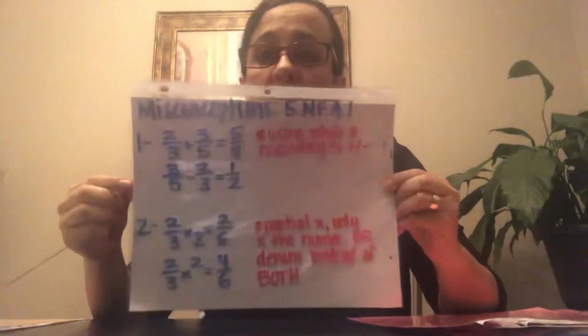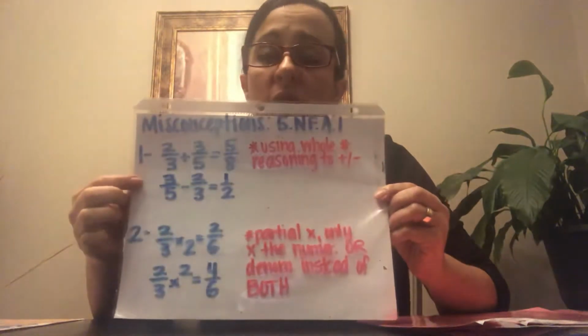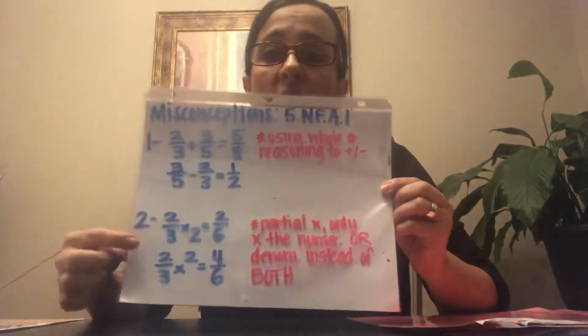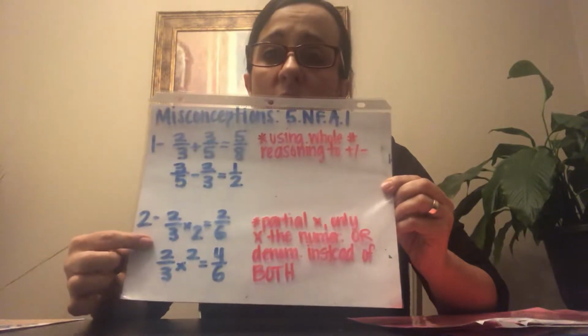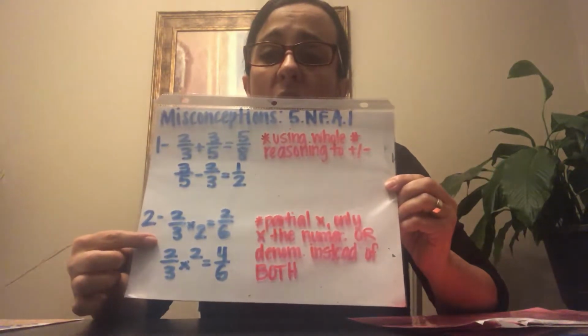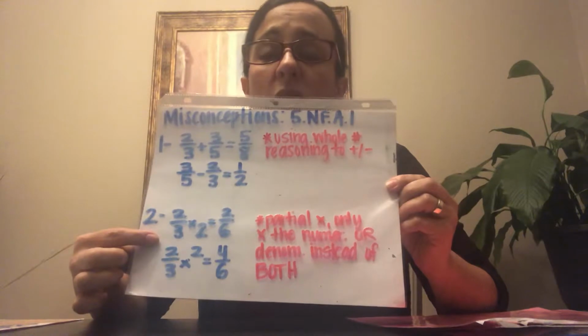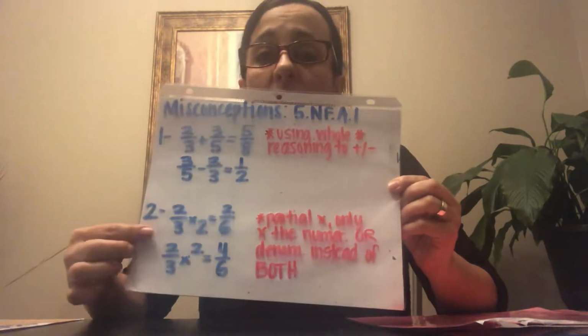Common misconceptions occur when students apply whole number reasoning to add or subtract fractions, or continue to create inaccurate products because they fail to multiply both the numerator and the denominator by the number.